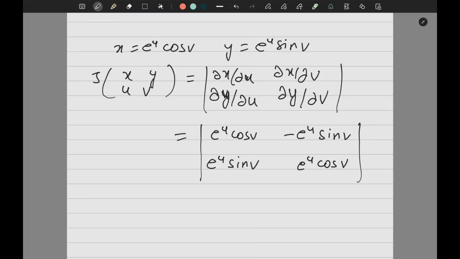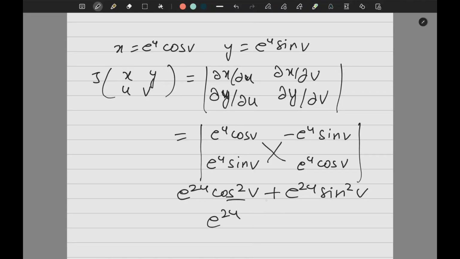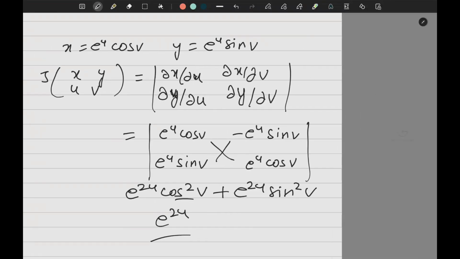Now determinant, multiply like this and this. So e to the power 2u cos square v plus e to the power 2u sin square v. Take e to the power 2u common, sin square plus cos square is 1. So done. This is the answer. So like this you can have lengthy questions also, right? So you need to practice all this type of question.